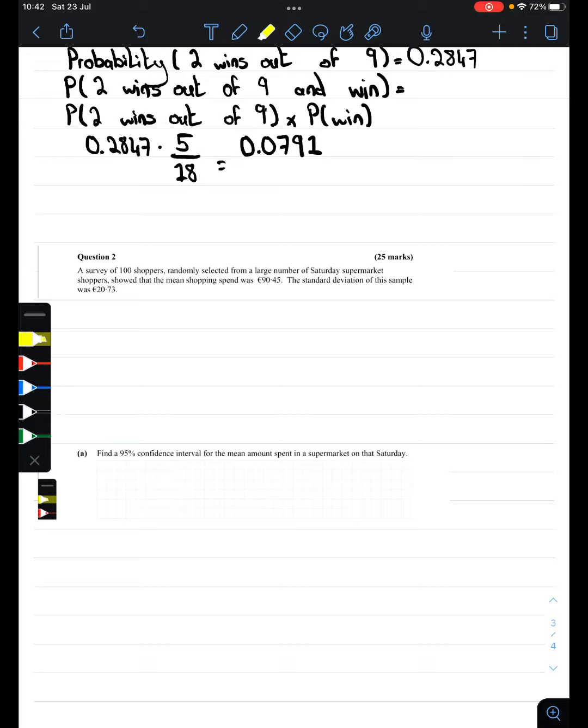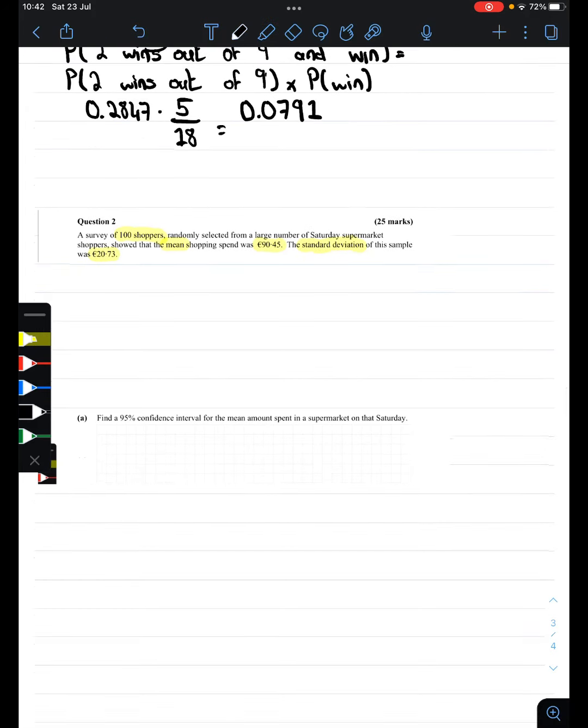Okay, so we have a survey of 100 shoppers. Okay, let's mark what's important. Randomly selected from a large number of Saturday supermarket shoppers, showed that the mean shopping spend was 90.45. The mean 90.45, and the standard deviation was 20.73. Okay, so what is it giving us?